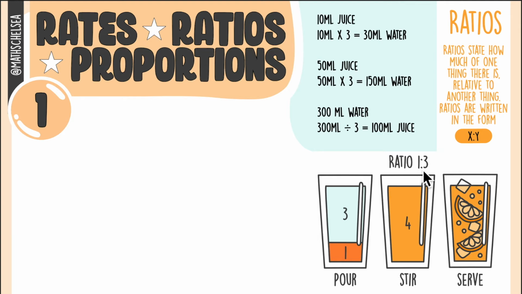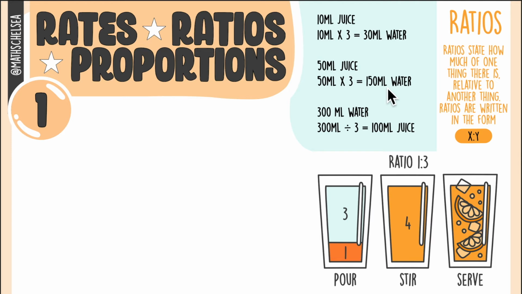What this ratio actually tells us is, if you were to pour 10 millilitres of juice, you would have to pour 3 times that amount of water. So 10 millilitres times by 3 equals 30 millilitres water. And again, if you were to pour 50 millilitres of juice, you would look back at your ratio and go, okay, that means I have to pour 50 times by 3, which is equal to 150 millilitres of water.